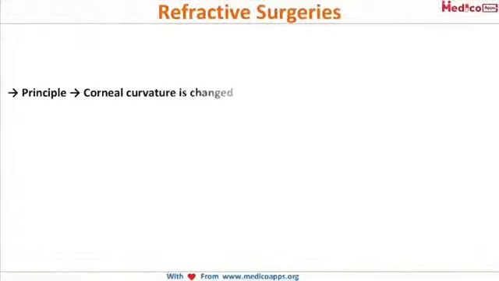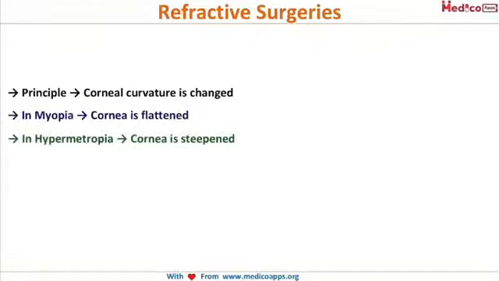So what is the principle of refractive surgery? It's that the corneal curvature is changed. In myopia, it is flattened, in hypermetropia, it is steepened, and in astigmatism, both are done. Now let's understand both of these conditions. First, let's start with myopia.